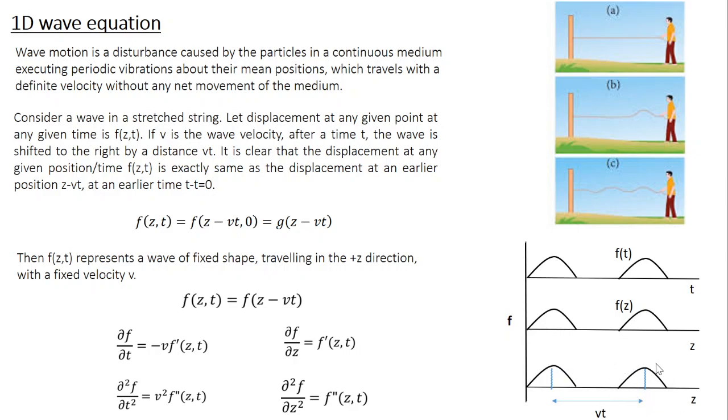Or you can consider the backward scenario. You choose the displacement at a given position and at a given time. Call it f of z, t. Now this displacement is the same as the displacement at a previous position z minus vt at a previous time t minus t, which is equal to 0.